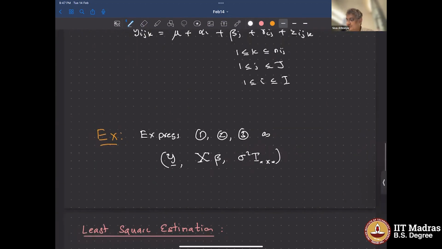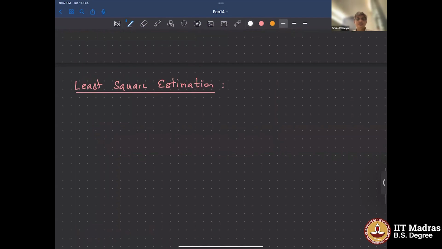So I'll go back to my old notation of linear model. Suppose I have a linear model like this. I have y, I have X beta, and I have sigma squared I, n cross n, as a linear model.